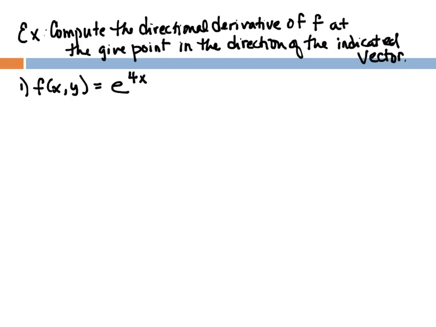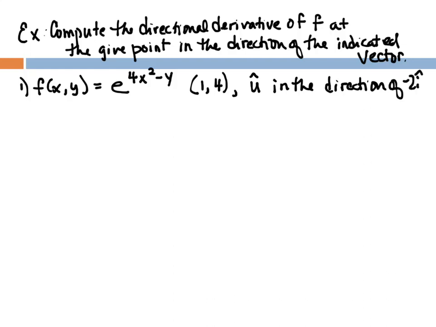You're going to do some polynomials yourself that are even more straightforward. But we've got e to the 4x squared minus y. Our point, a, b, is the point 1, 4. And then our unit vector u is in the direction of negative 2i minus j. Now, there's something a little bit awkward in what they said at the very end here. What is it that's awkward about the way they've described u?